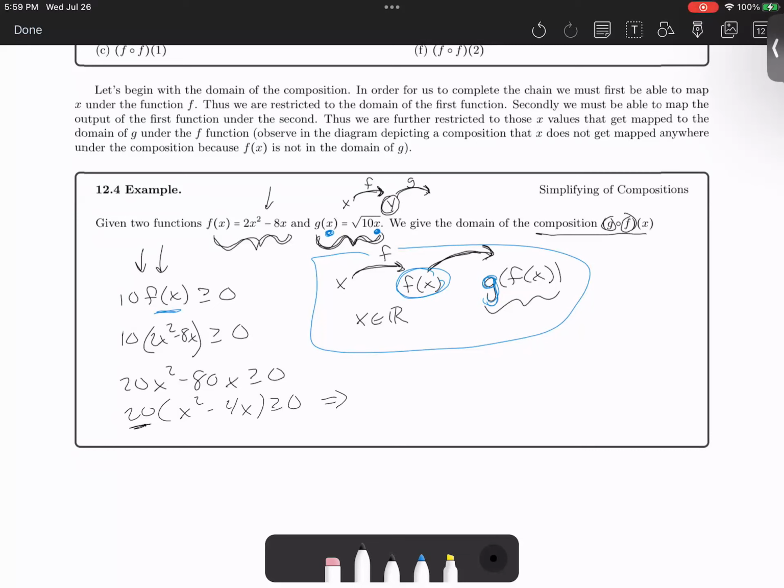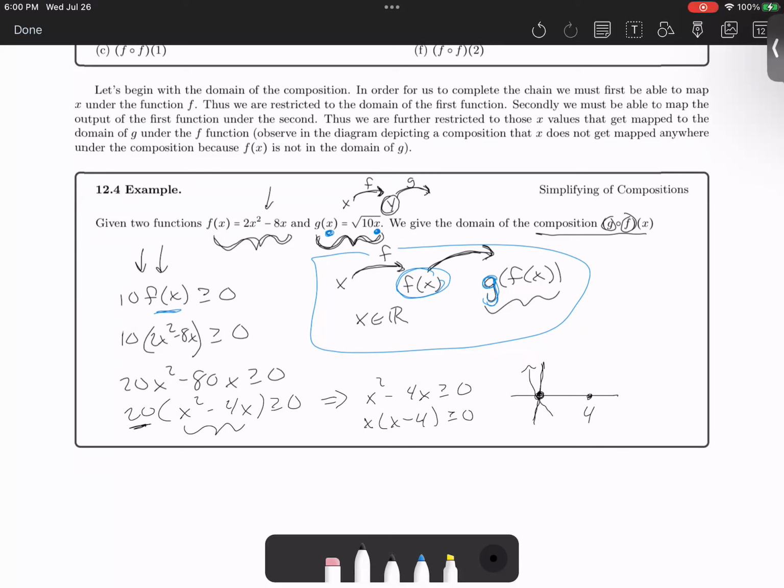All right, 20 is always going to be greater than 0. This has to be greater than or equal to 0. All right, now when is this function greater than or equal to 0? We can pull out an x and write this as x times x minus 4. Therefore, it's a quadratic with zeros at 0 and at 4.